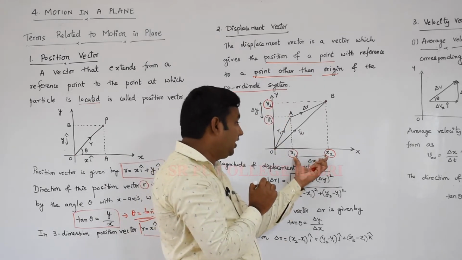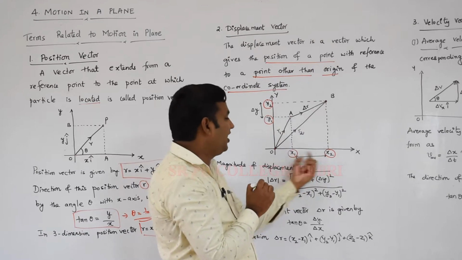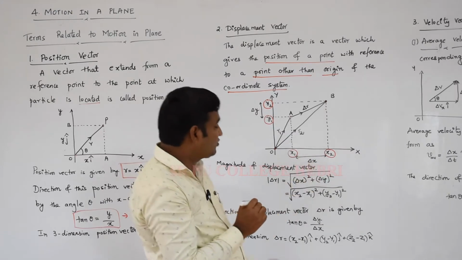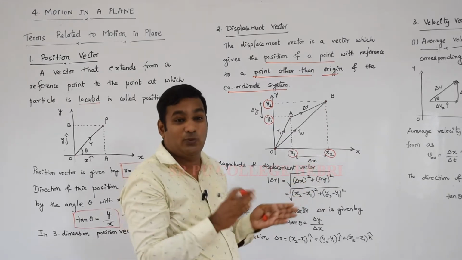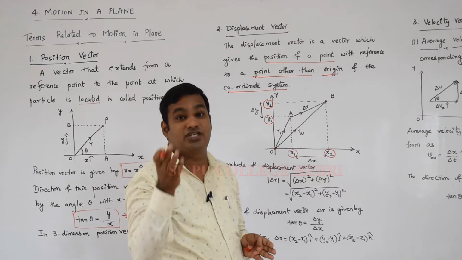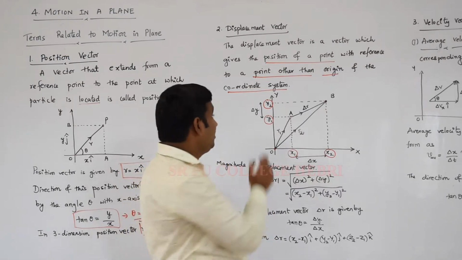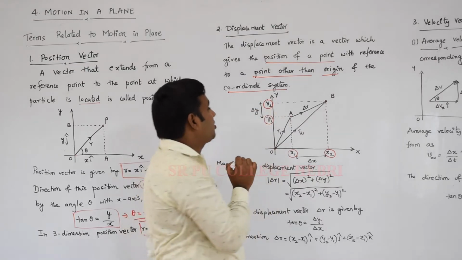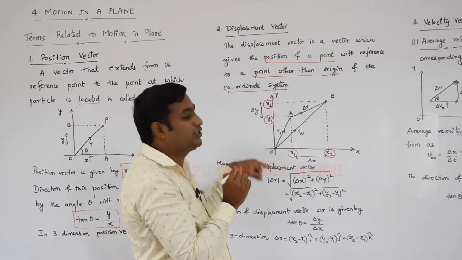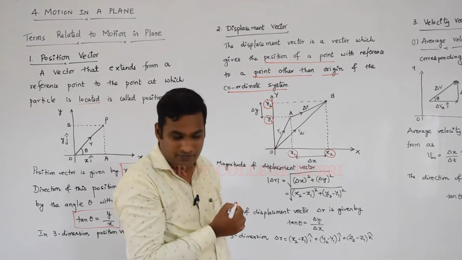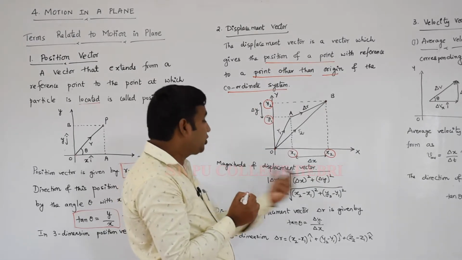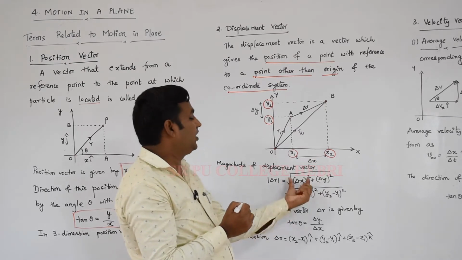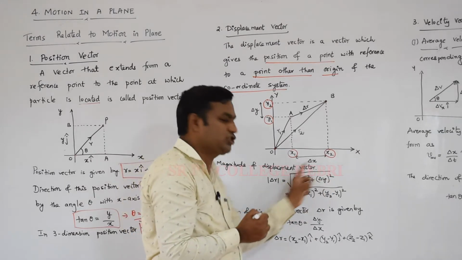Automatically, the separation between the x components x1 and x2 we call delta x. Here delta x is the displacement along which axis? X axis, considering the horizontal component. Delta y is nothing but y2 minus y1, the displacement of the particle along which axis? Y axis, or vertical. And by using this, the magnitude of the displacement vector delta R is equal to the square root of delta x square plus delta y square.